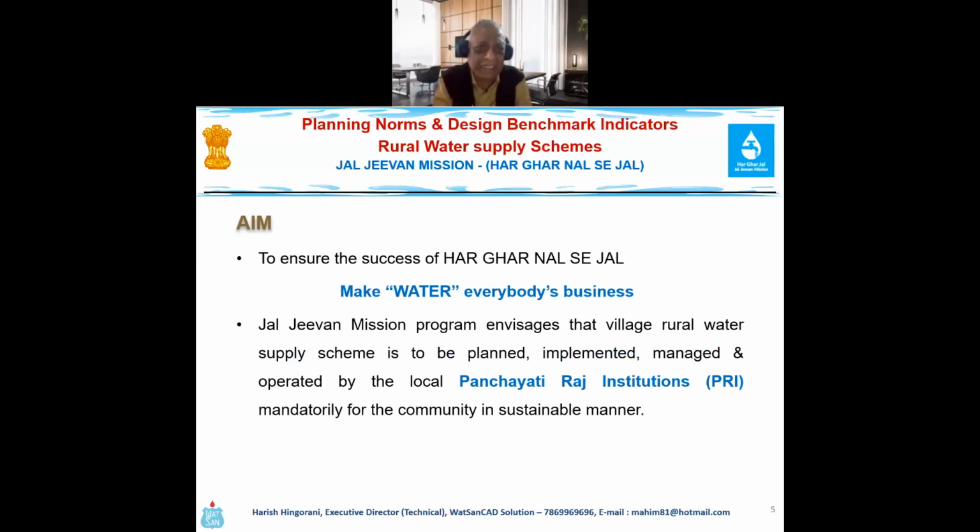Ultimately, the aim of Jal Jeevan Mission is to make water everybody's business. The Jal Jeevan Mission program says that the village water supply scheme is to be planned, implemented, managed, and operated by the local Panchayati Raj institution, mandatorily under the 73rd and 74th Constitutional Amendments, for the community, by the community, in a sustainable manner. This is the key requirement of JJM. Keep it in mind. Involvement of the community is going to play a major role, which should be taken care of.